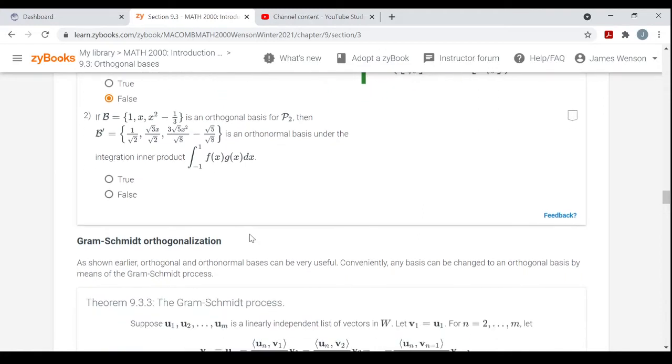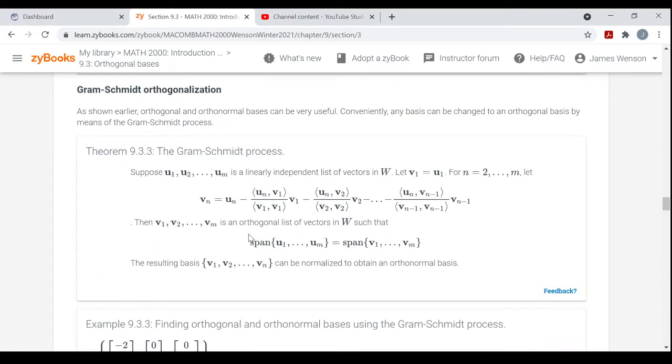Okay. All right, so now this last part, on something called Gram-Schmidt orthogonalization, is a procedure to take any basis for a vector space or an inner product space, with a defined inner product. You can take any basis for an inner product space and construct from it an orthogonal basis.